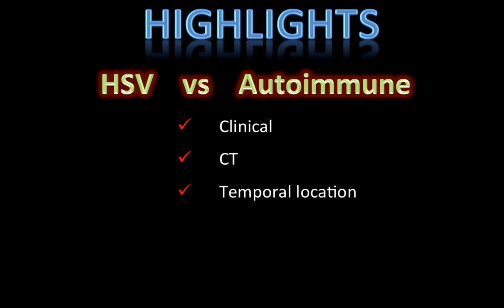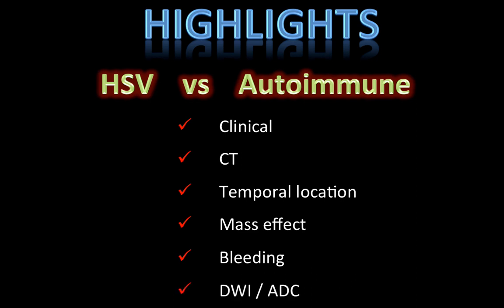The location within the temporal lobe. Both entities involve the temporal lobes in a bilateral asymmetric fashion. They're both cortical and subcortical. However, if you see lateral extension in the temporal lobes or involvement of the insula, you'd have to favor herpes simplex encephalitis. Mass effect is typically absent in autoimmune encephalitis and is seen in herpes simplex encephalitis. Bleeding is absent in autoimmune encephalitis as well. And on diffusion and ADC, you'll see restriction with herpes simplex encephalitis, which is usually absent with autoimmune encephalitis.